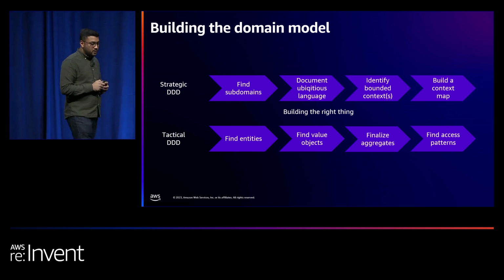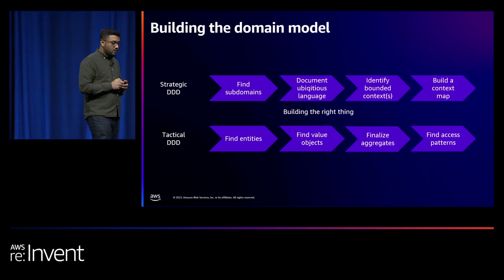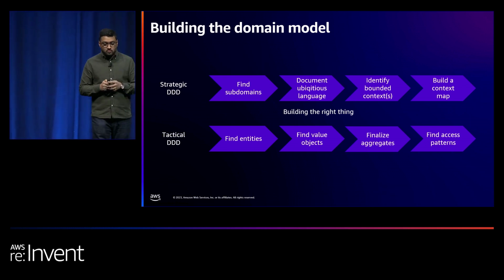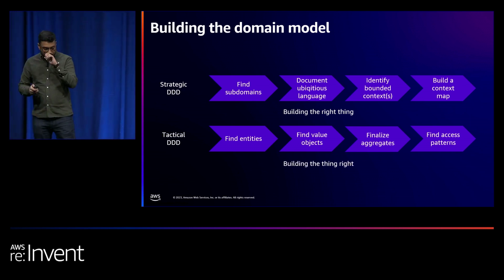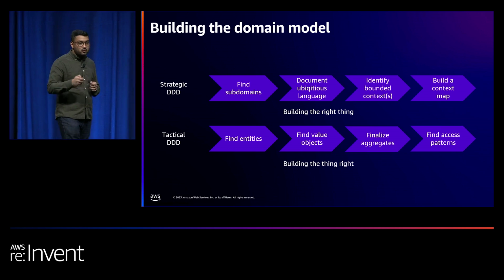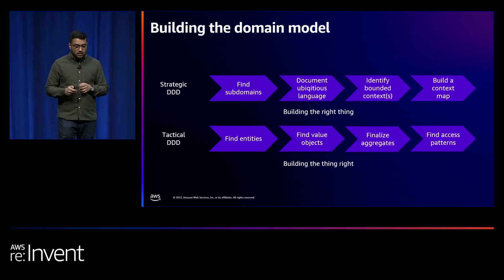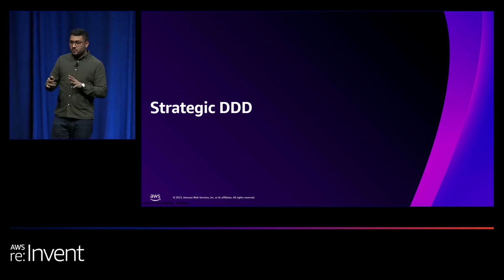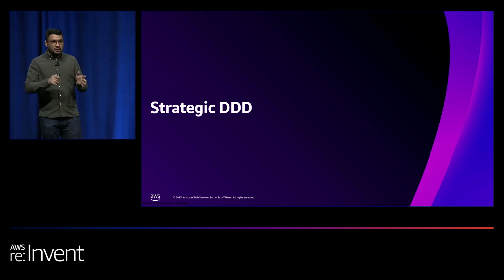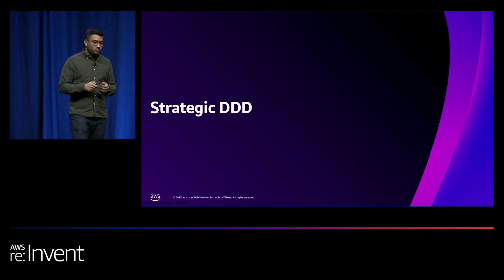The strategic DDD gives us hints on what is the right thing that we need to build, while the tactical DDD gives us the idea of how to build this thing right. Subtle difference, but very important. I'm going to spend a few minutes to introduce some theory, and then we are going to go into an example which will make these things a little bit more concrete.